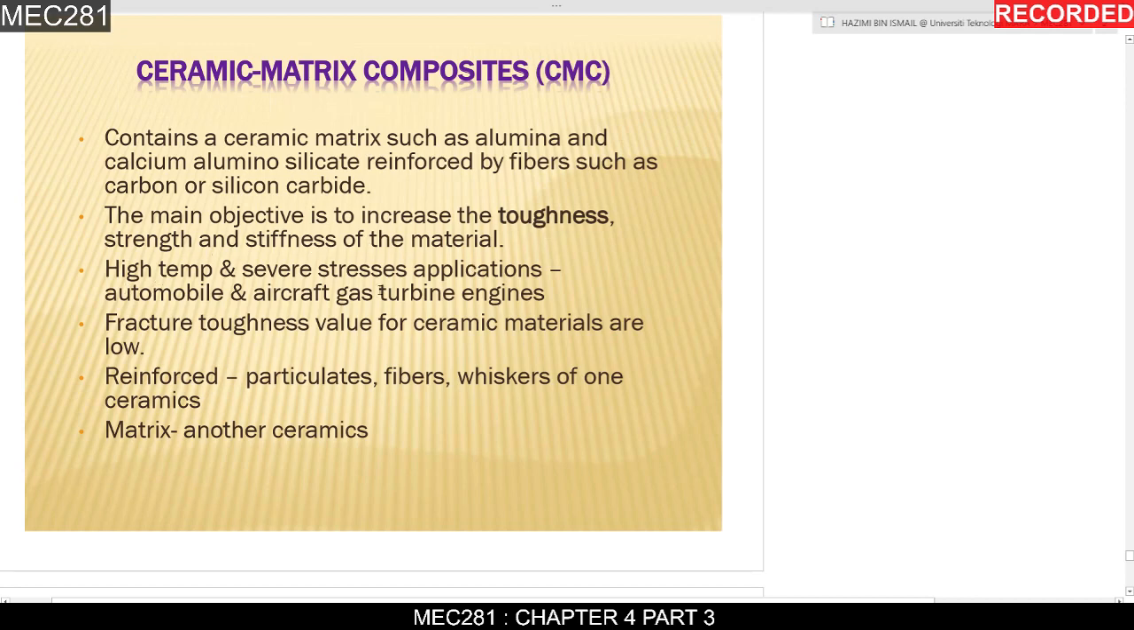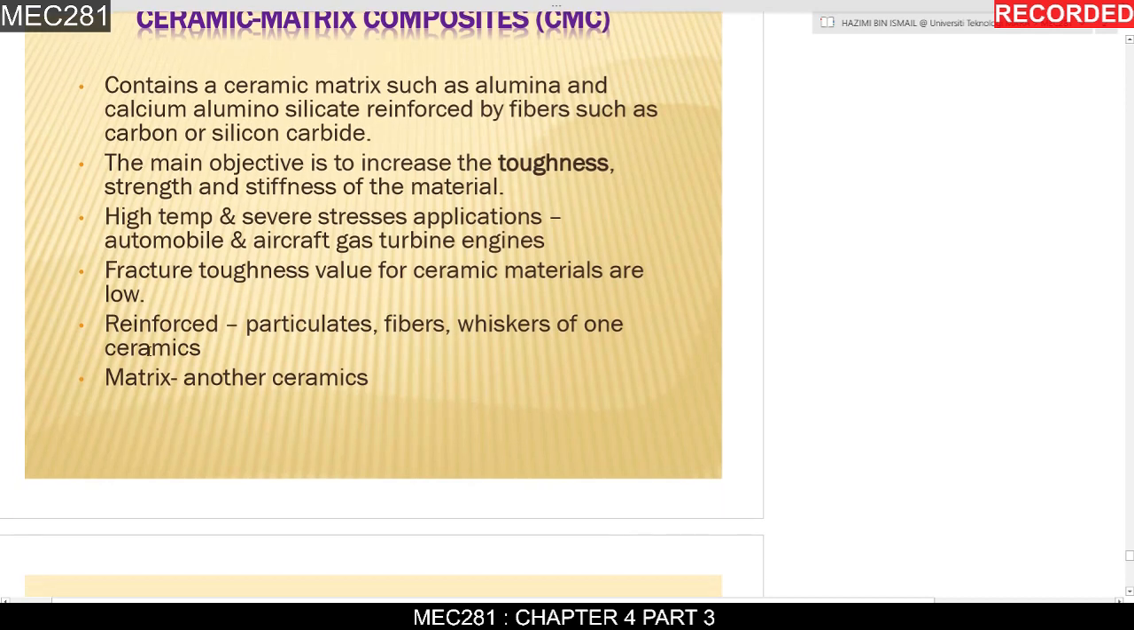High temperature, severe stresses application, automobile and aircraft gas turbine engine. Fracture toughness value for ceramic materials is low because ceramics are very hard but very brittle. So when we combine with carbon or silicon carbide, let's say, we are going to have a better fracture toughness value, right?